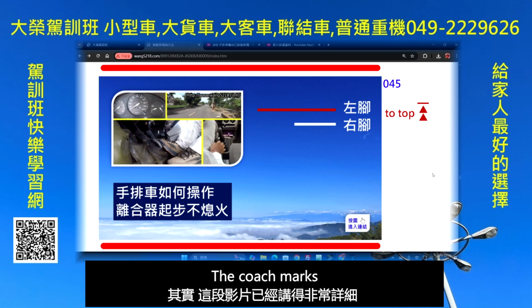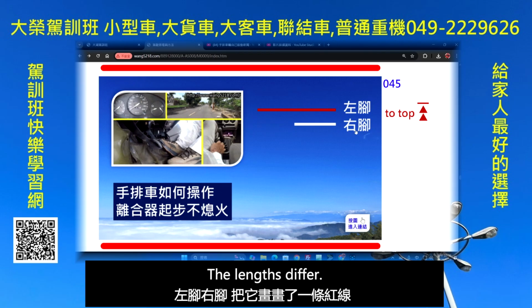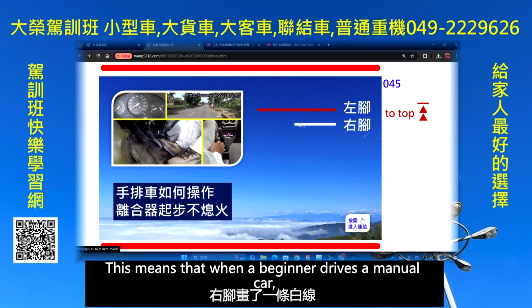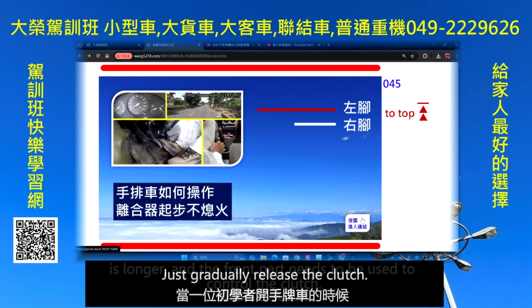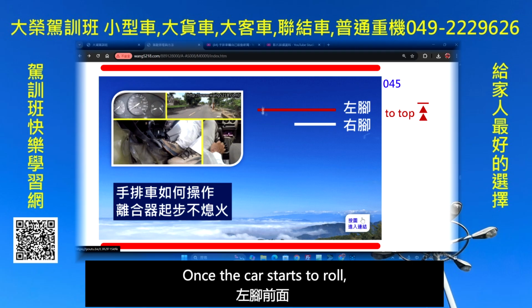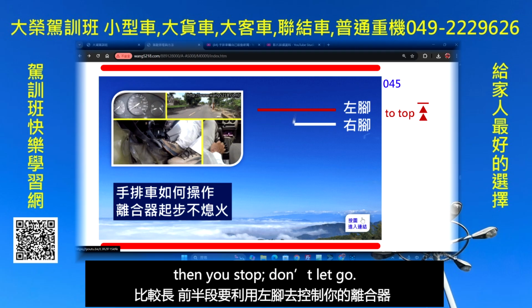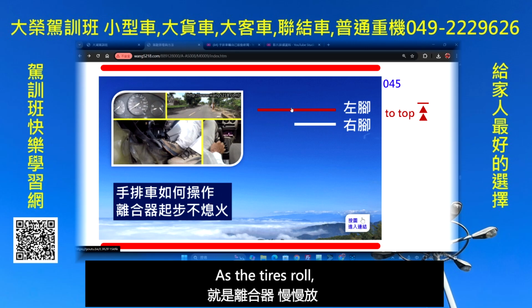The coach marks a red line for the left foot and a white line for the right foot. The lengths differ. This means that when a beginner drives a manual car, the left foot's front is longer, and the front part needs to be used to control the clutch. Just gradually release the clutch. Once the car starts to roll, then you stop. Don't let go. As the tires roll, you need to slowly release it.